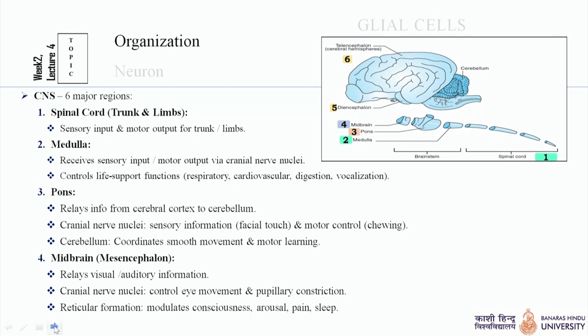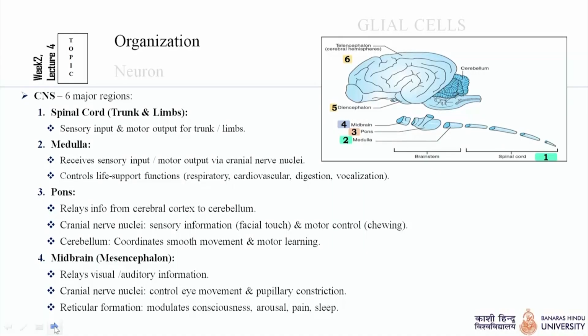Now let us go to the next aspect, the brain. First we saw veterinary neurology, the nervous system, and its importance. Then we saw the organization of the nervous system. Third, we will see the different parts or regions present in the brain. The CNS, the central nervous system, is broadly classified into 6 major regions. The first one is the spinal cord and brainstem.